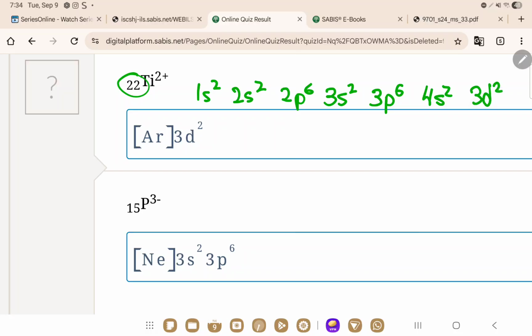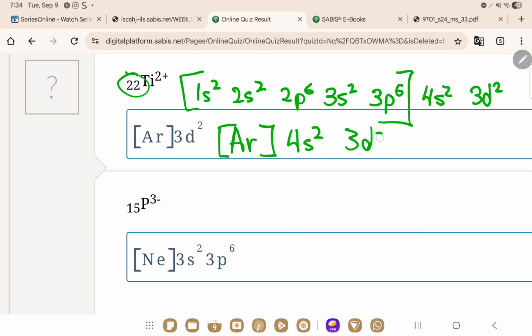Now we can do what we said with the shorthand. So we take away 18, which is here. We replace it by argon, because argon is the closest to it. So argon here. And then you're left with 4s2, 3d2. Now we have 2 plus. What did I say? You look at the highest number, which is the highest energy level, 4s2. You take away from it 2. Since it is 2 plus, we take away 2. You're left with 3d2. And that's it.